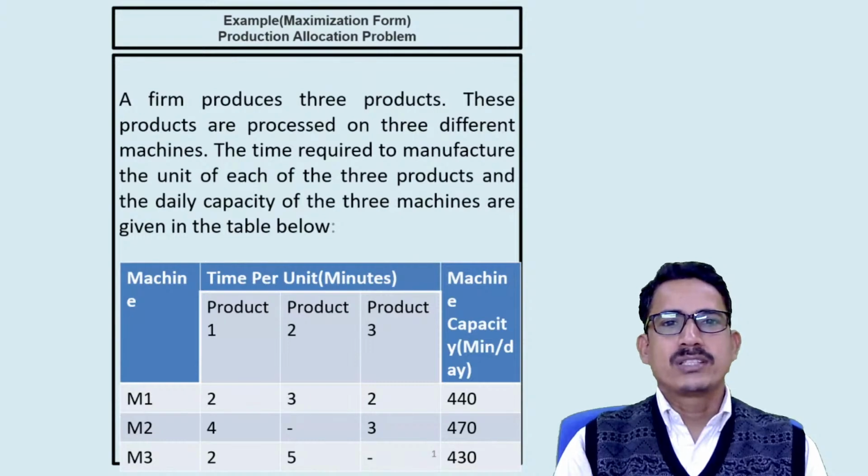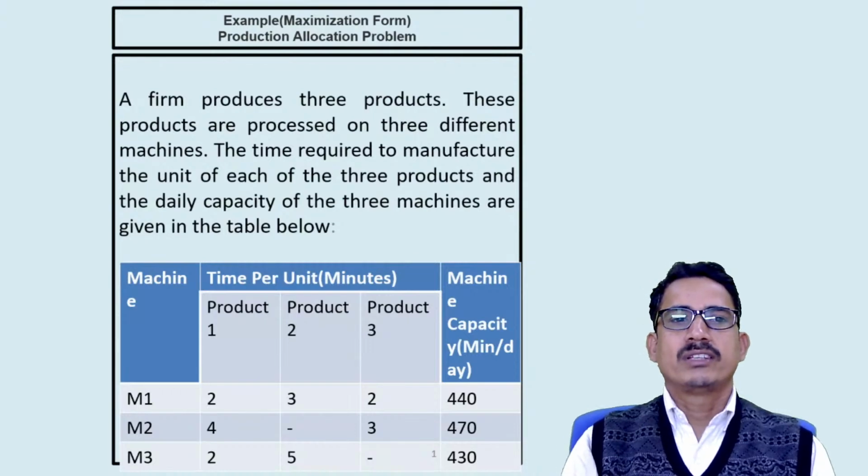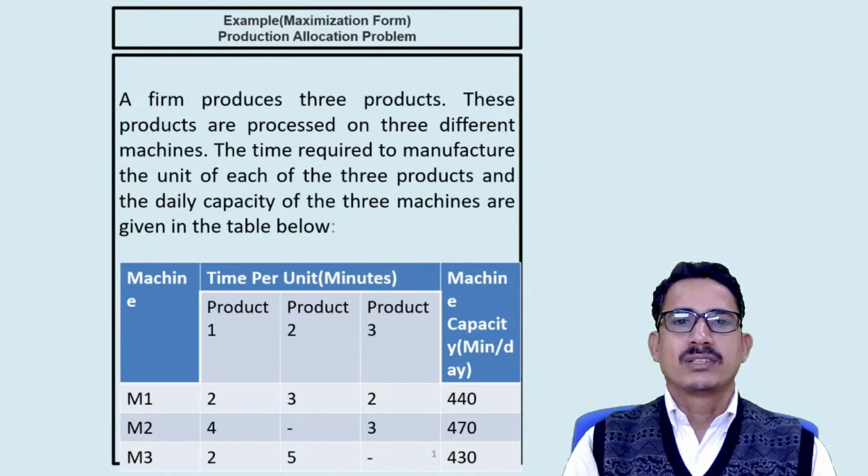A farm produces 3 products, product 1, 2, 3. These products are processed on 3 different machines, because for any product you produce, of course, you require the help of machineries. And for this, the machine will take some time. The time required to manufacture a unit of each of the 3 products, and the daily capacity of the 3 machines, are given in the table below.